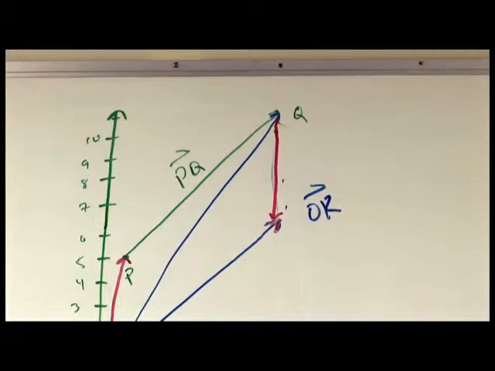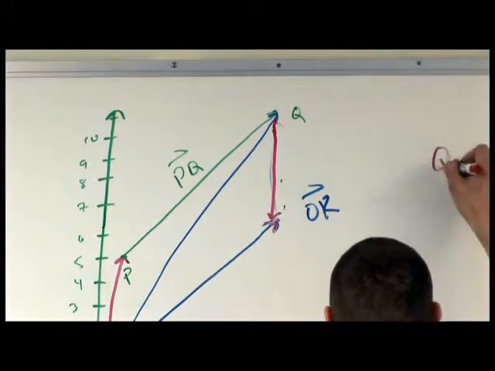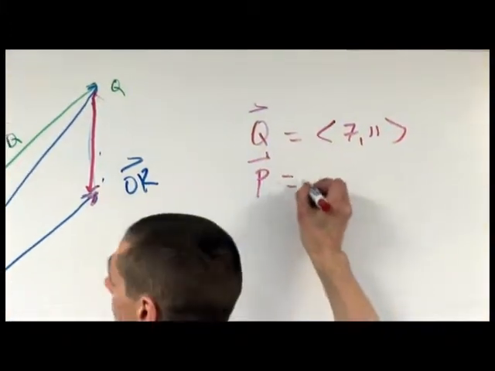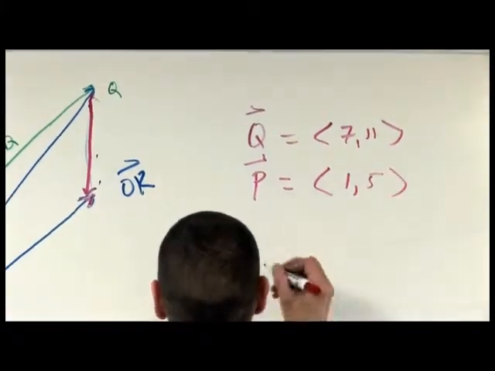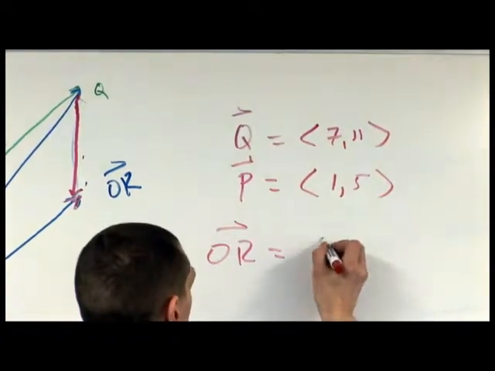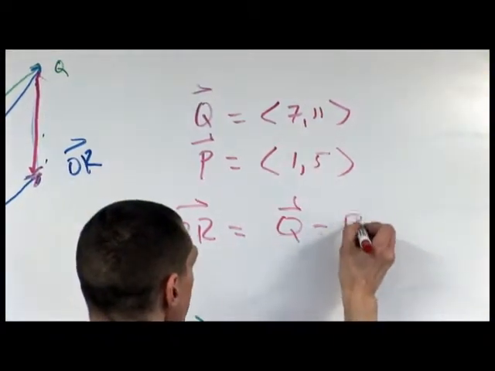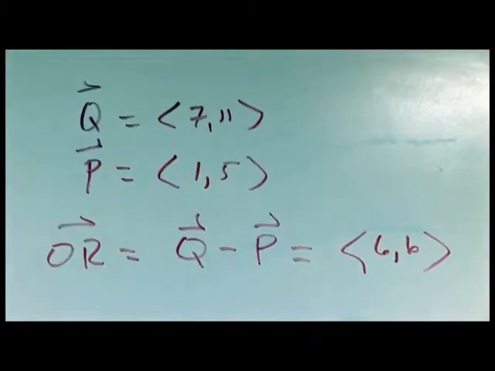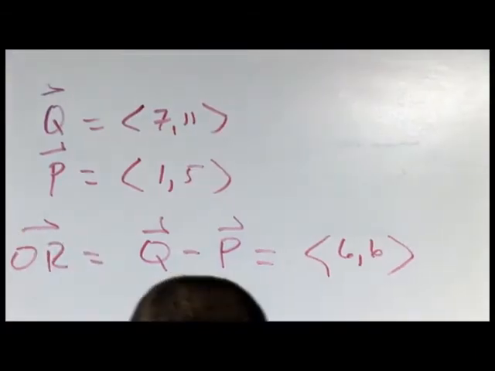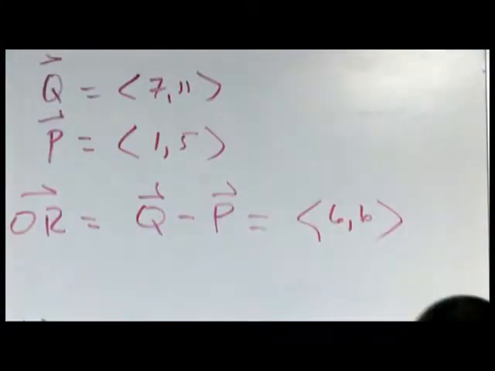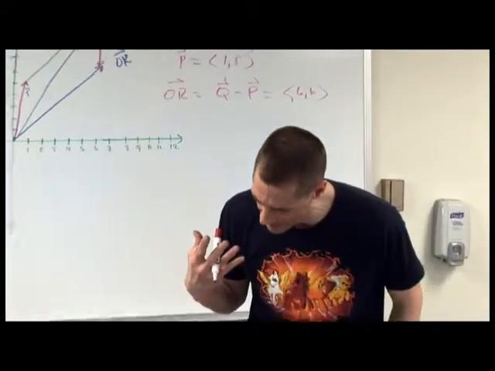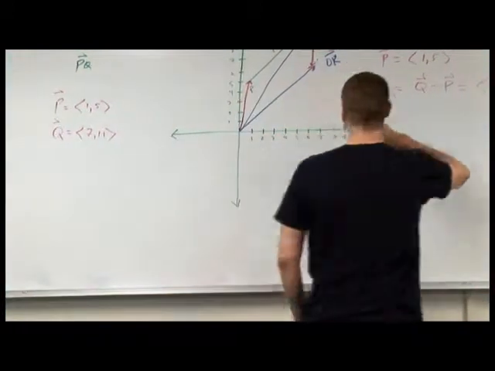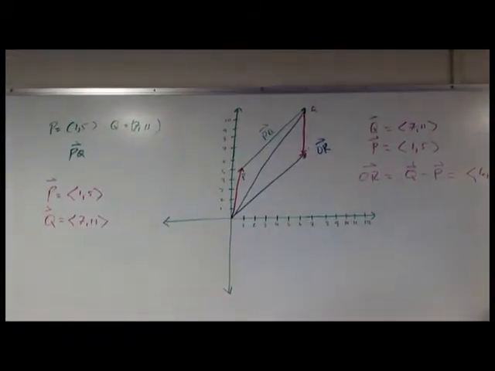So, I only have a minute left. If I'm calling the vector Q 7, 11, and the vector P 1 and 5, the vector OR is going to be the vector Q minus the vector P, and this is the vector 6, 6. Actually, yeah, 6, 6. So we've got to go, and I'm going to come back here and do more of these, but basically this is how this construction worked out.